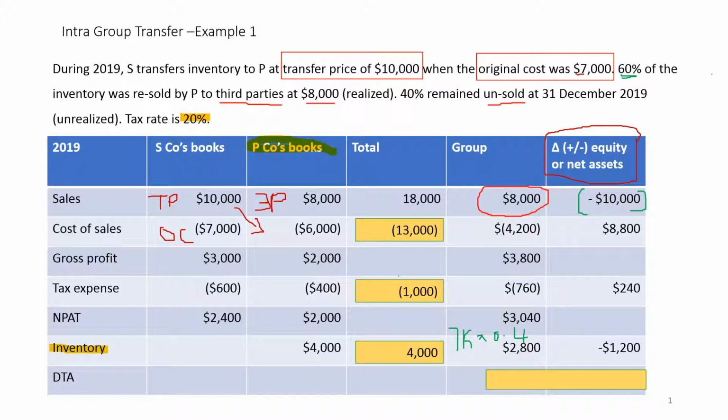And then for deferred tax asset, it is going to be 240. So that would be 20% of the inventory adjustment. So this one relates to this one. Because inventory reduces by 1,200, we're going to have a deferred tax asset of 240. Okay, so that's the end of example 1. And for the next video, we'll talk about the entries itself.